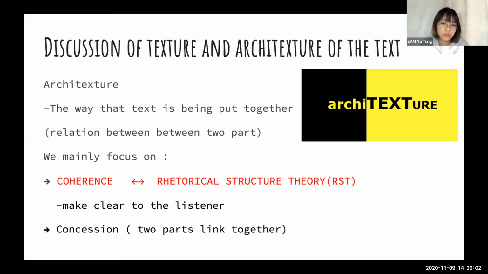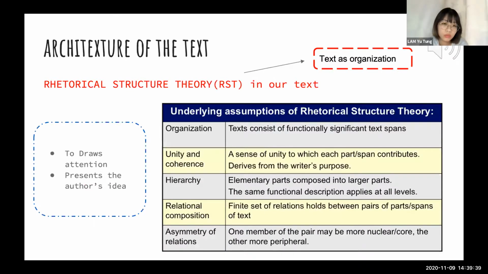In the discussion part of the architecture, we look at how the text is put together and how it builds. So we focus on the relationship between the parts in one clause. In architecture, we are mainly focusing on coherence, based on rhetorical structure theory, which helps make things clear to the listener. Based on our analysis, we found that rhetorical structure theory treats a text as an organization, and it has five parts: organization, unity and coherence, hierarchy, relational composition, and asymmetry relations, which draw the audience's attention and present the author's idea.